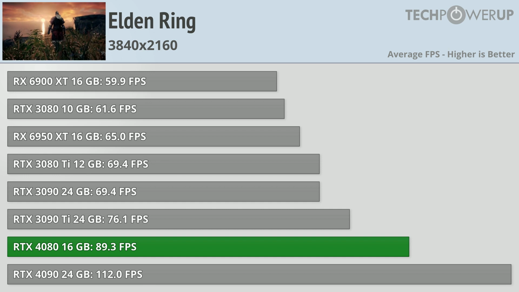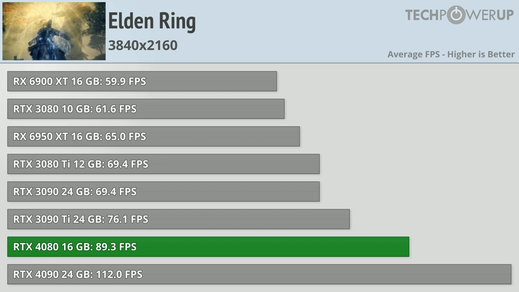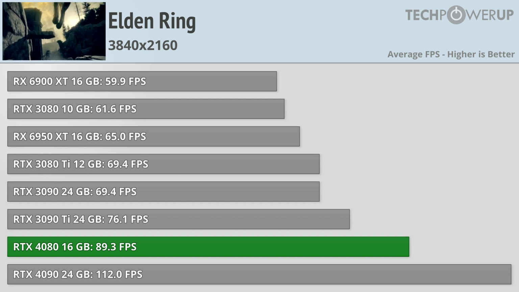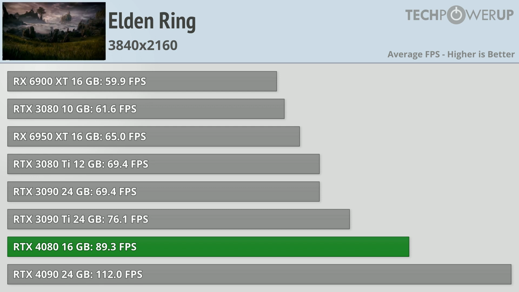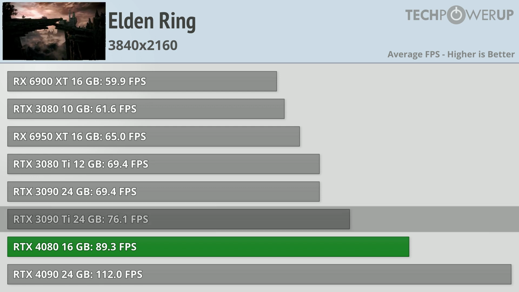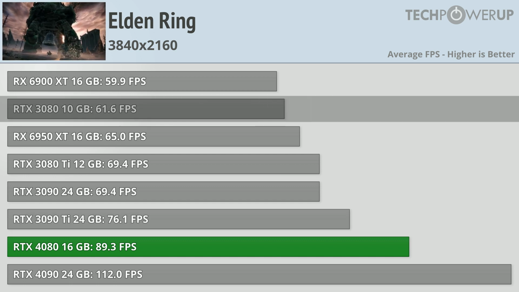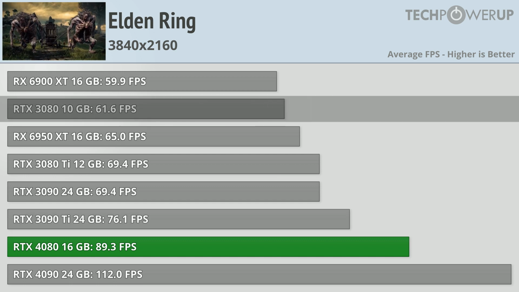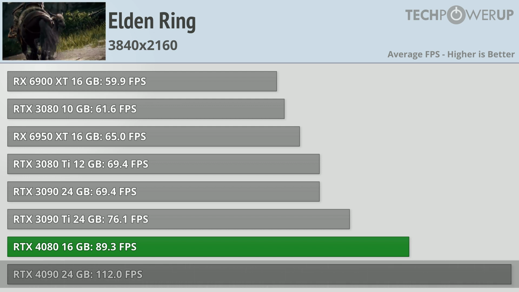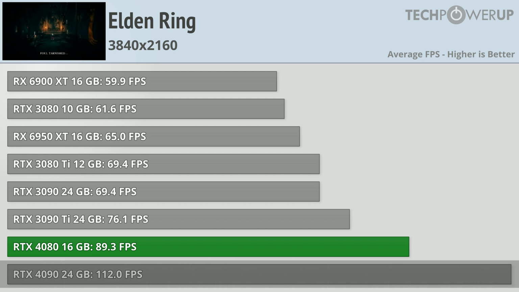Elden Ring at 4K runs very well on the RTX 4080. NVIDIA's newest card manages 89 FPS, which is 15% better than the RTX 3090 Ti, and 45% faster than the outgoing 3080. The RTX 4090 is again still in a league of its own with 25% more performance, but considering that it also costs roughly 33% more, that is still a pretty good showing for the RTX 4080.